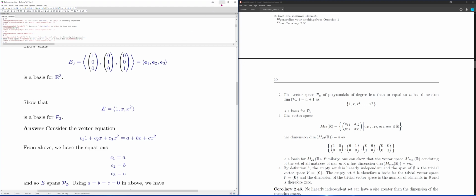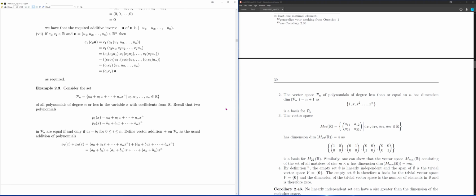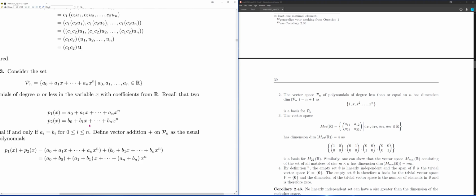Okay, so let's consider the more general case. I have the vector space of polynomials of degree at most n. So what does that look like? Your polynomials would be a0, a1x, and the highest order term would be x to the n, with some coefficient an, right?